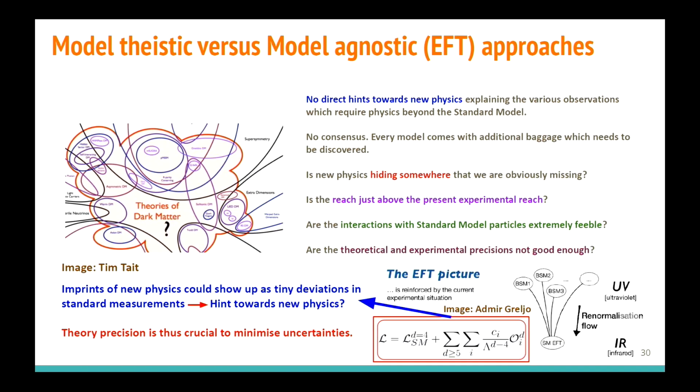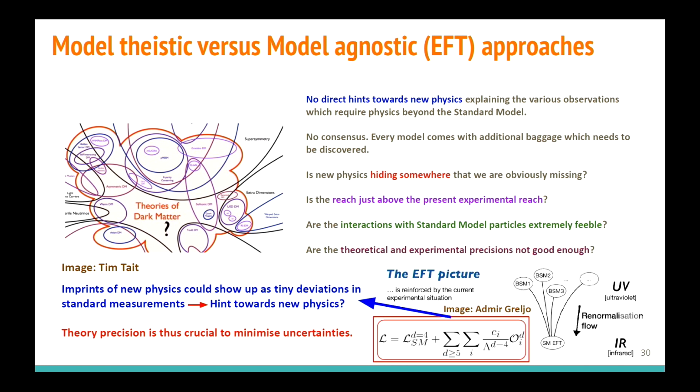So here, before delving into standard model EFT, I would like to tell you why we want to do EFTs when it comes to beyond standard model physics, rather than studying model after model after model. So here I have named it model theistic versus model agnostic approaches. This is a cartoon taken from Tim Tait. These are many theories of dark matter, of which some popular ones are sterile neutrinos, extra dimensions, supersymmetry and so on. There are so many different kinds of models which could give rise to dark matter candidates.